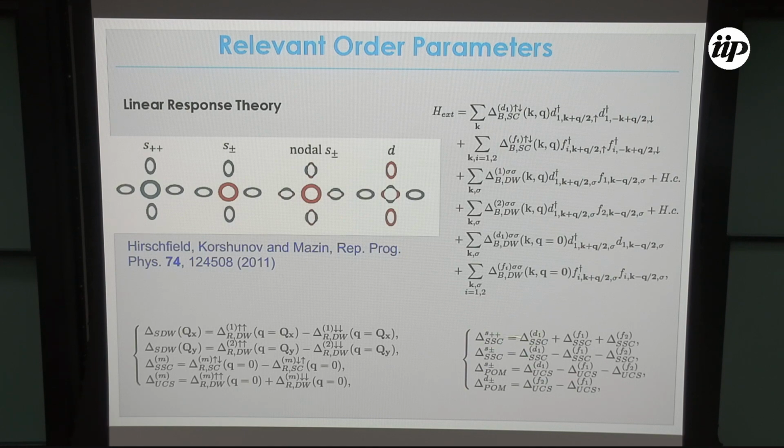As you see here, there's singlet superconductivity with S++, so it doesn't change the sign of the gap when you move from the hole pocket to the electron pocket, and here is S plus minus, which changes the sign. This here, S plus minus POM, stands for Pomeranchuk instability with S plus minus symmetry, and this is D-wave Pomeranchuk.